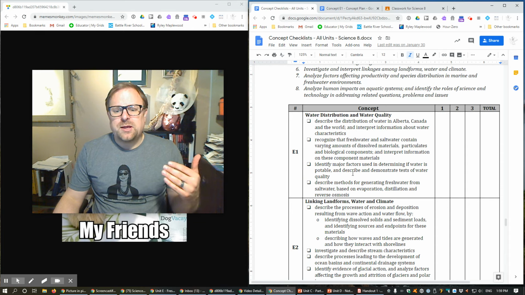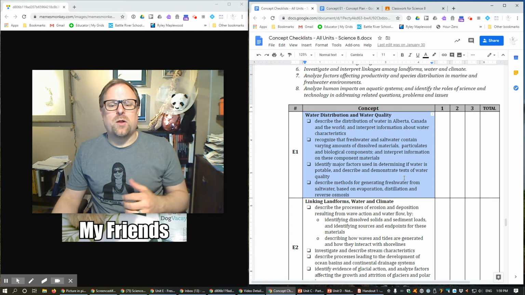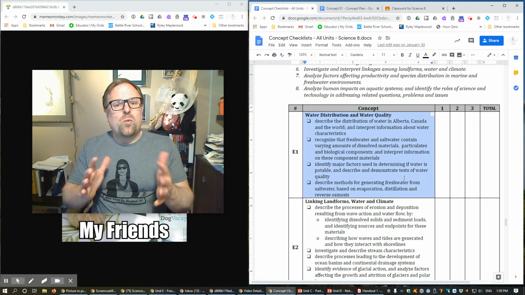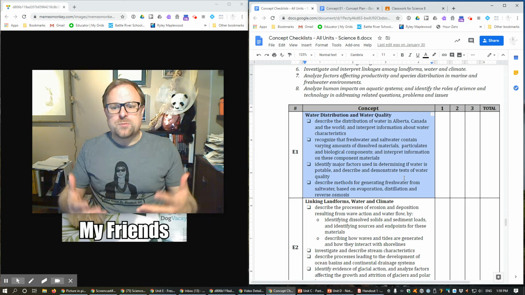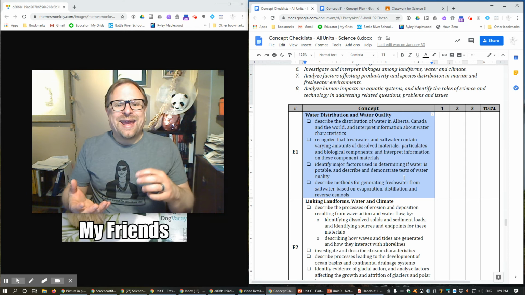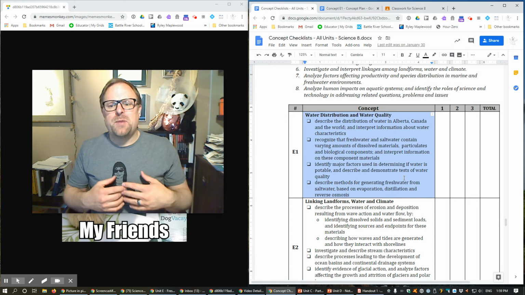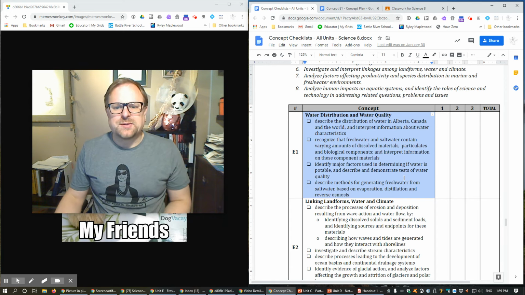Today, what I want to do is go through concept E1, which is this concept right here. So we're talking about water distribution and water quality. We'll talk a little bit about where we find water in the world and what forms it comes in. We're going to talk about fresh versus salt water and how we describe the quality of water based on things like dissolved minerals, particulates, all sorts of things like that.